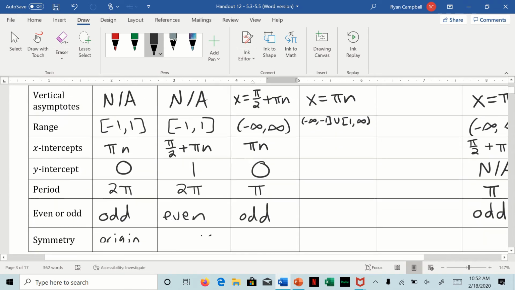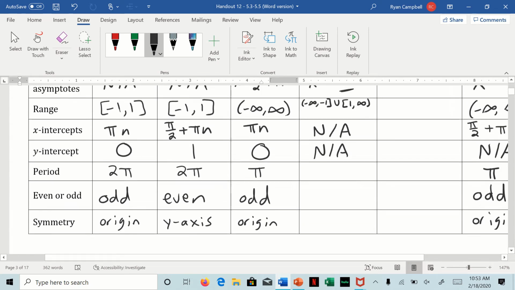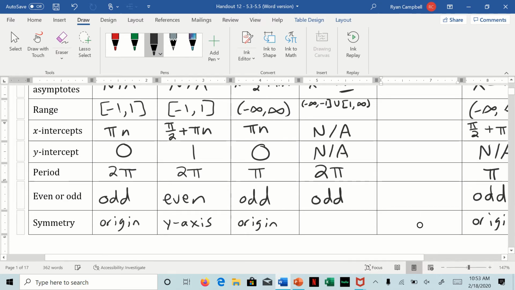All right. X-intercepts, there aren't any, right? It never hits 0. The y values never hit 0. We just wrote that. Y-intercepts, again, never. All right, we have vertical asymptote at 0, so there isn't any. Period. Again, since sine is 2 pi, its inverse will be 2 pi. Since sine is odd, the inverse will be odd. Since it's symmetric to the origin, it will also be symmetric to the origin.